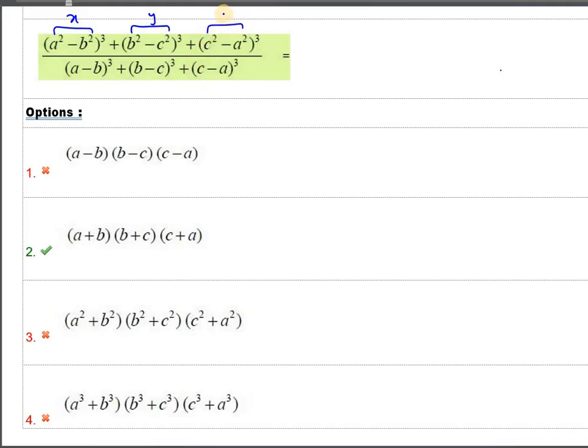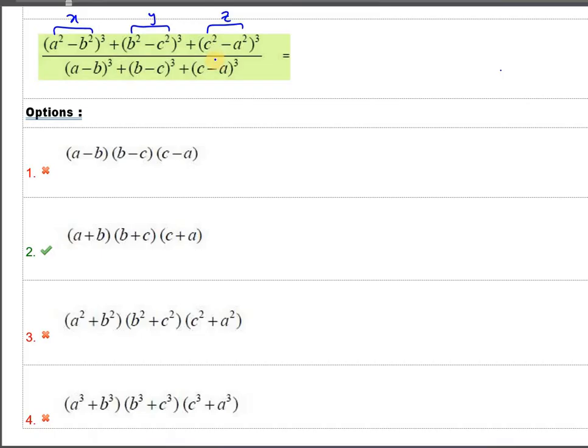C square minus a square as z. So now if you add x plus y plus z, what will happen? Minus b square plus b square, 0. I am not taking cube here in x. X means a square minus b square. Y means b square minus c square. Z means c square minus a square.